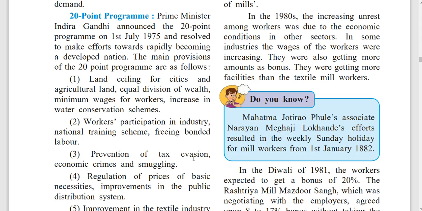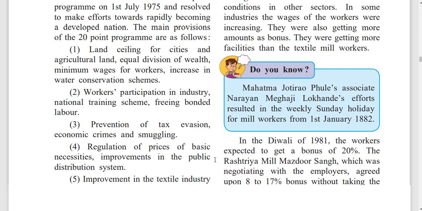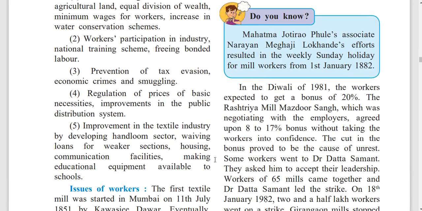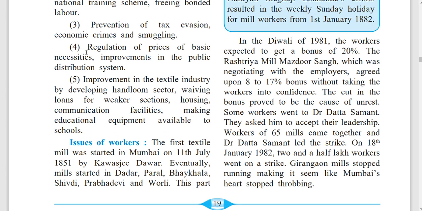Third, prevention of tax evasion, economic crimes, and smuggling. Fourth, regulation of prices of basic necessities, improvements in the public distribution system. Fifth, improvement in the textile industry by developing the handloom sector, weaving looms for weaker sections, housing, communication facilities, making educational equipment available to schools.